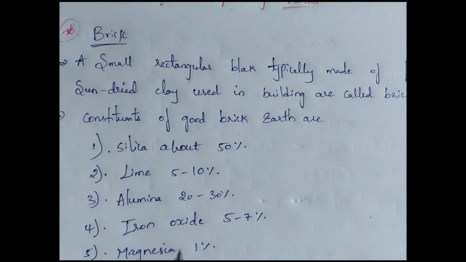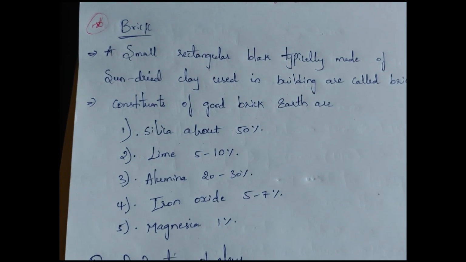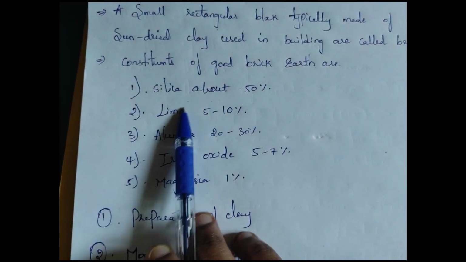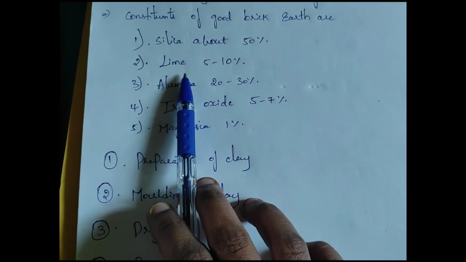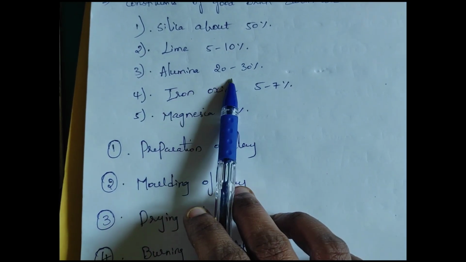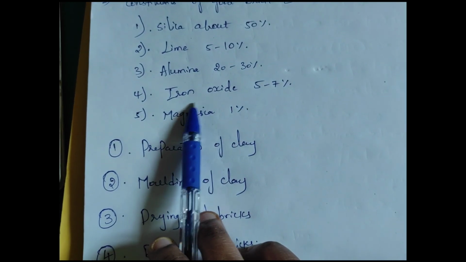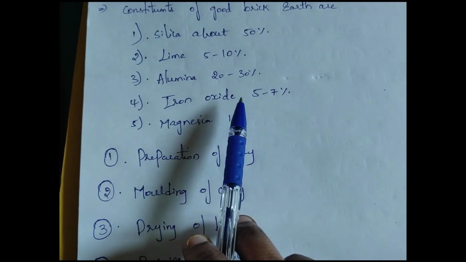The constituents of good brick earth are as follows. Silica percentage is about 50% in brick, and lime percentage is 5 to 10%. Alumina is 20 to 30%. Iron oxide is 5 to 7%, and magnesia is 1%.